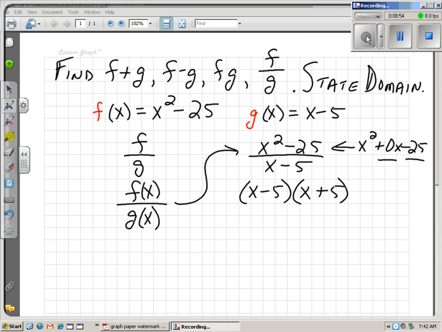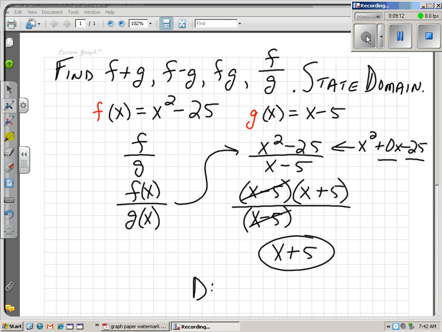Okay, so that's on top. On bottom we have x minus 5. I'm just going to go ahead and put it in parentheses so you can see that this factor cancels out that factor. And our final answer is x plus 5. Okay, let's talk about the domain.